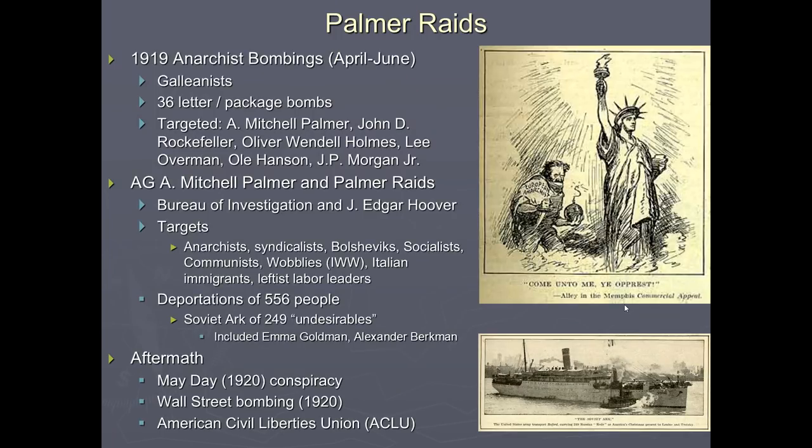Palmer raids, where A. Mitchell Palmer begins going after potential communists in the United States, and he was the target of several bombings that occurred in the United States. You can see all the people that communists target: A. Mitchell Palmer, who I believe becomes the leader of the CIA, John D. Rockefeller, we've talked about, J.P. Morgan Jr., we've talked about. And so this is going to lead to the emergence of J. Edgar Hoover and the FBI and the CIA.